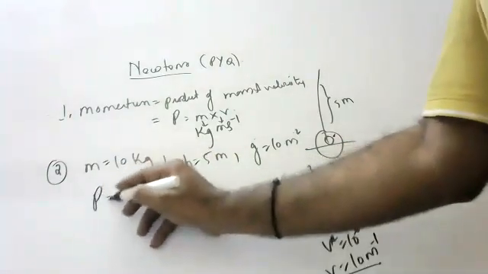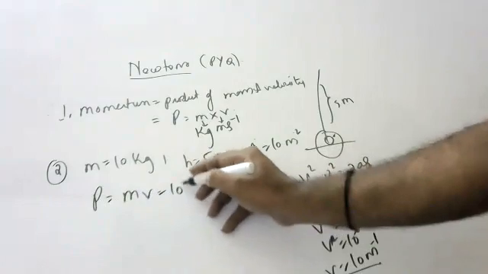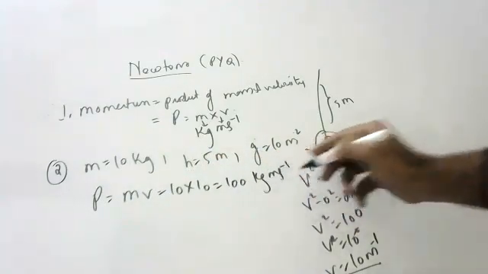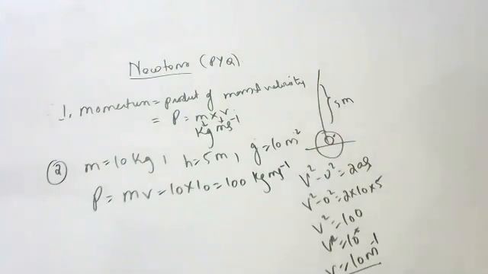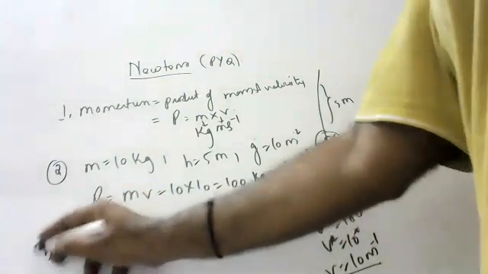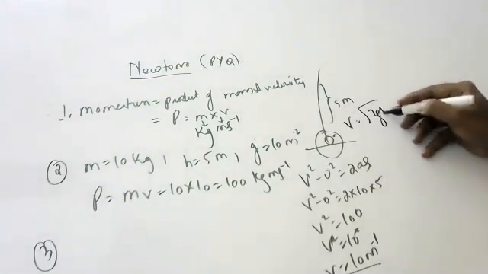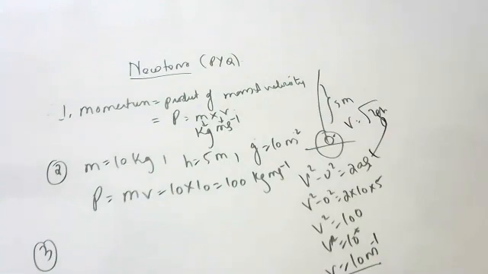Momentum while hitting the ground? Sir, 100 kg meter per second. Momentum while hitting the ground is 100 kg meter per second. Children, how did I find out the velocity while hitting the ground? v is equal to root 2gh. The derivation was also shown.